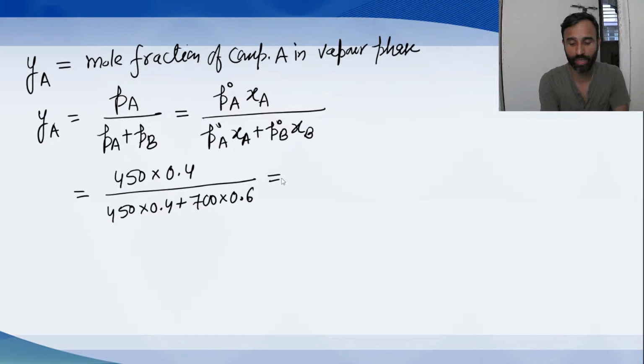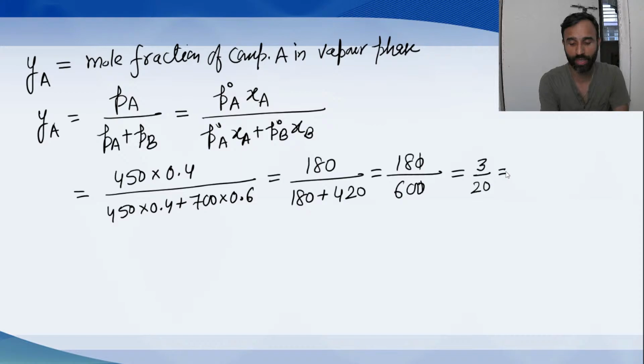Okay. So now 450 into 0.4 is 180, plus 700 into 0.6, divided by 600. So it is 0.3.